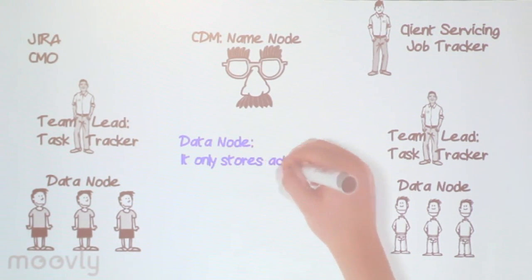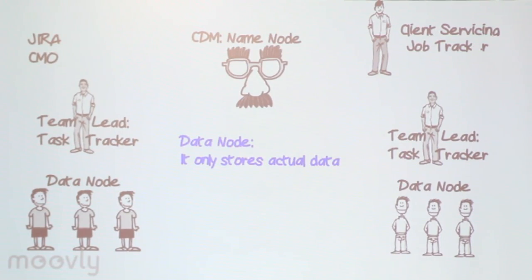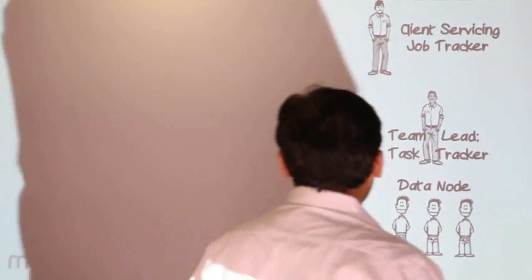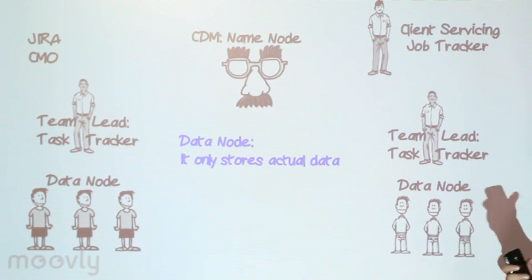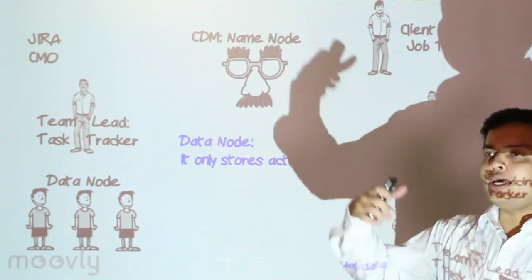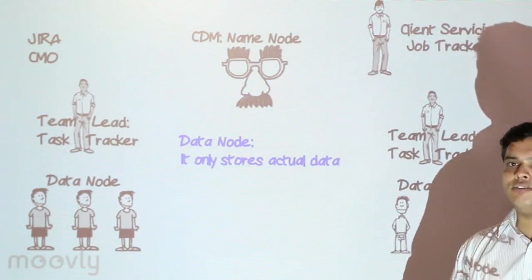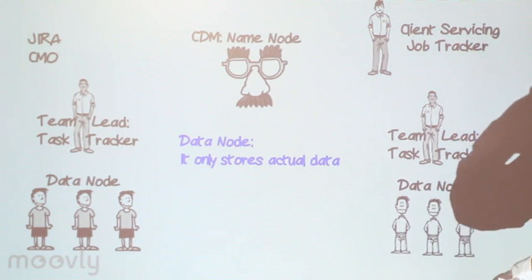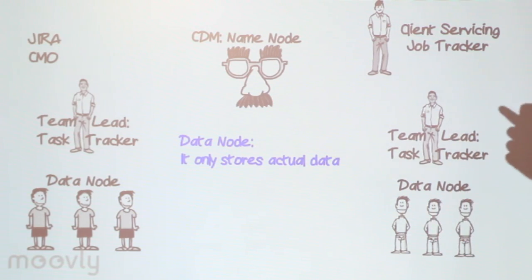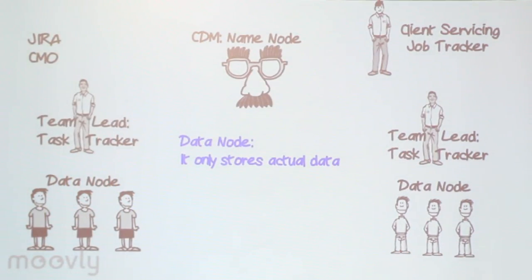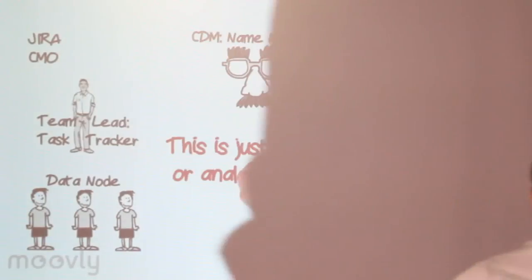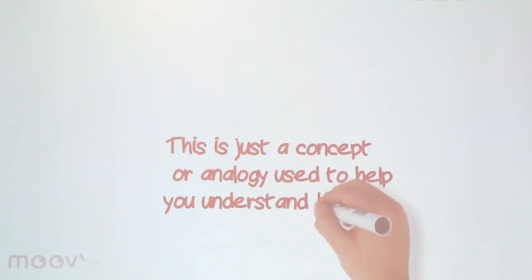Data node only stores the actual data. When I say data, I can call it a campaign. So they only have the campaign details, campaign information. They are not bothered about the data extraction or whether the campaign is out or not. They just know, this is what I am supposed to look after, and look after that only. So it stores the data. Now you are clear? This is just a concept and analogy used to help you understand Hadoop.